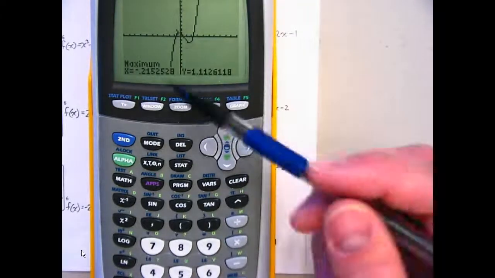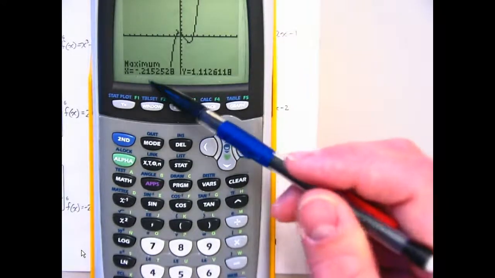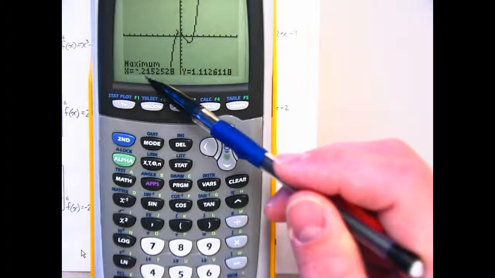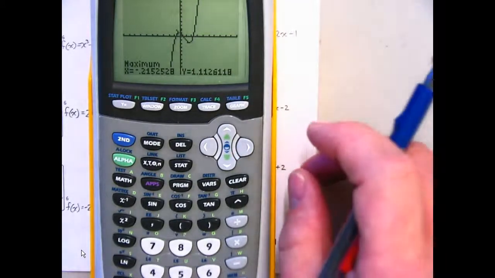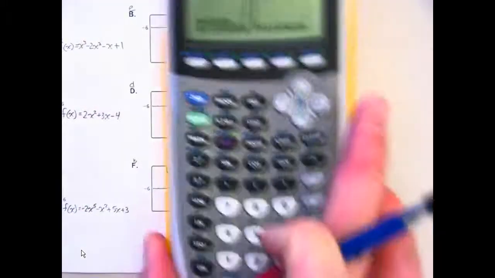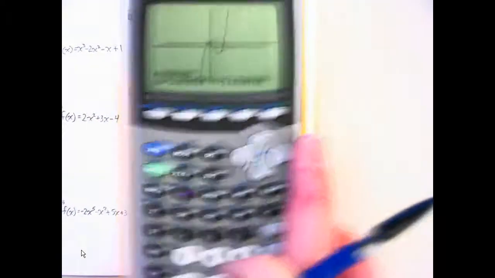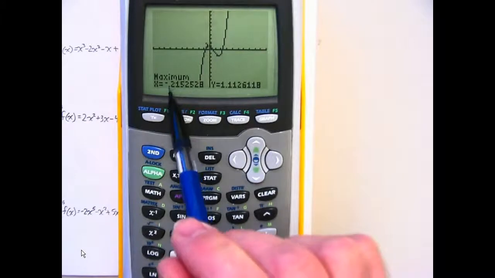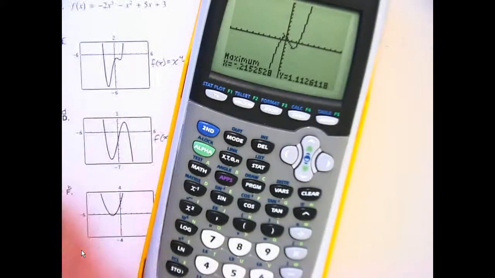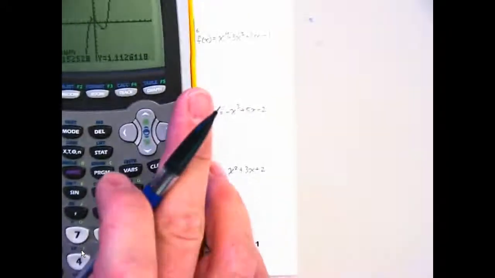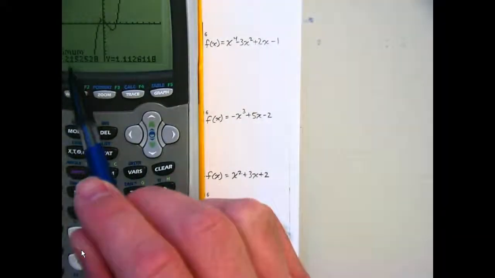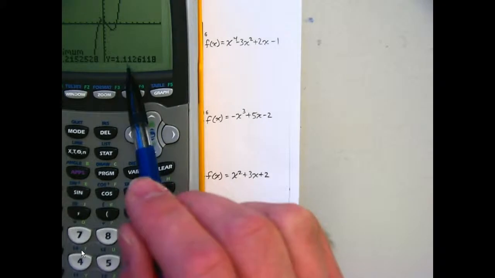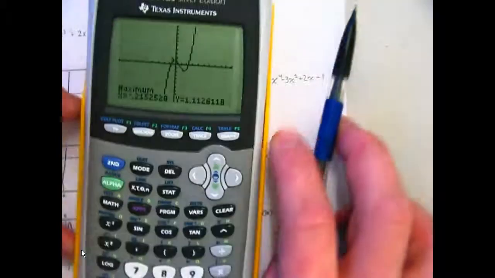So my actual turning point is negative 0.21 and 1.1. That's pretty close to what we had, right? Okay, but it gives you the actual turning point. So negative 0.21 and 1.1, or negative 0.22, I guess, if we round it, and 1.11. Okay, questions there?